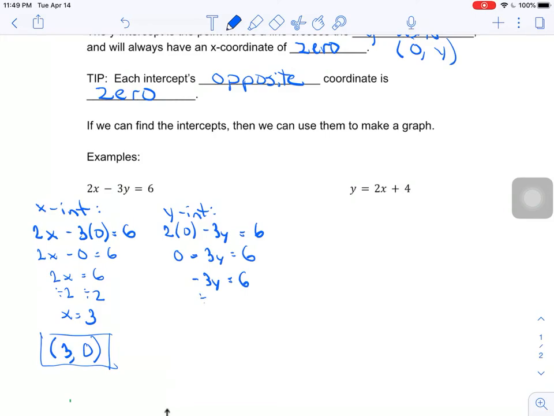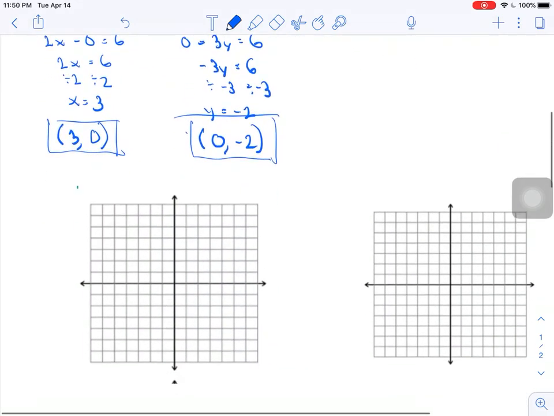So 0 plus negative 3y would still just be negative 3y. Again, one-step equation. I can undo the multiplying. Y is being multiplied by negative 3, so I can divide both sides by negative 3. 6 divided by negative 3 is negative 2. So that means I now know my y-intercept. Remember, the y-intercept has an x-coordinate of 0, and I just figured out the y-coordinate is negative 2. So now I have 2 points. I can put those 2 points on the graph. Those are coordinates I can mark. (3, 0) is right there. That's the x-intercept. It's on the x-axis. (0, negative 2) is right here.